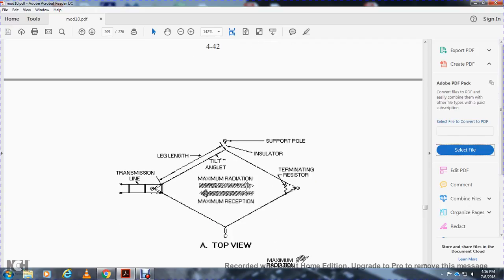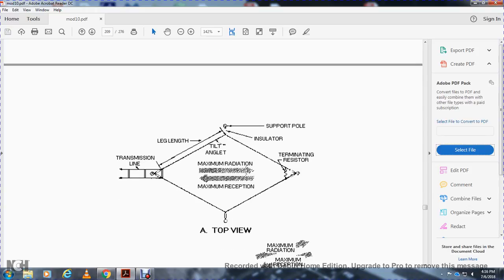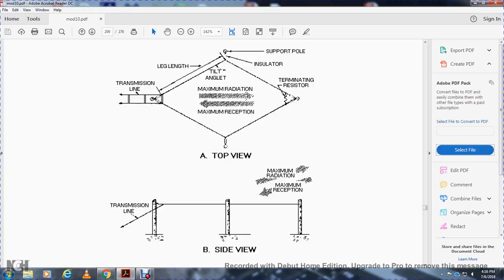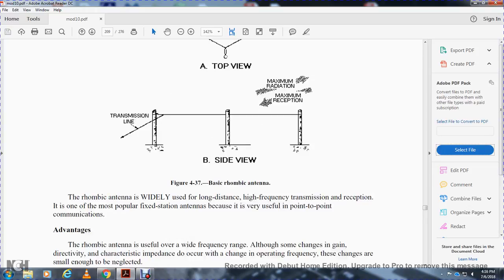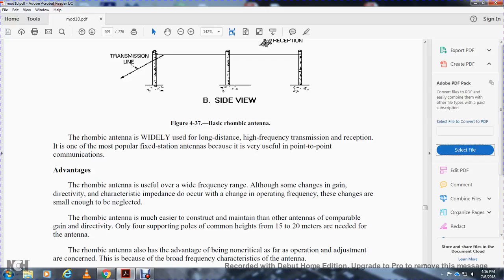Top view: transmission line, length of the wire, support poles insulated, angle theta, maximum radiation, maximum reception, terminal resistance. The rhombic antenna is widely used for long distance high frequency transmission and reception. It is one of the most popular fixed antennas because it is very useful in point-to-point communications.